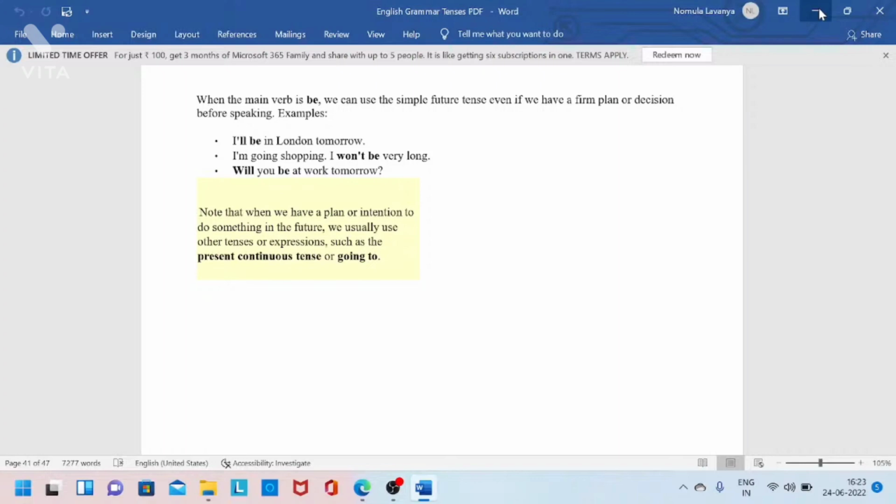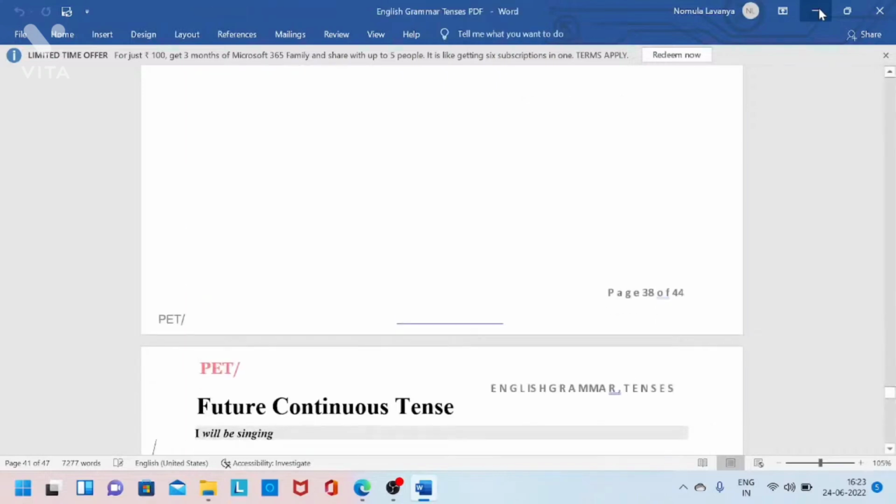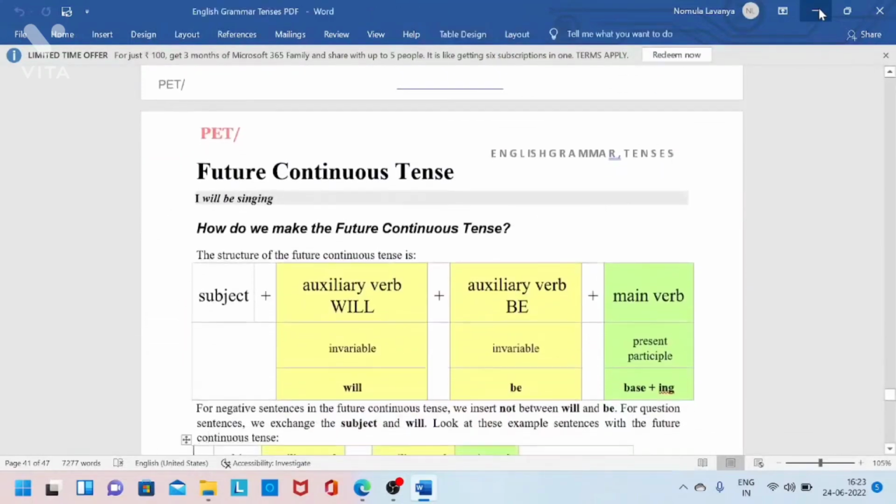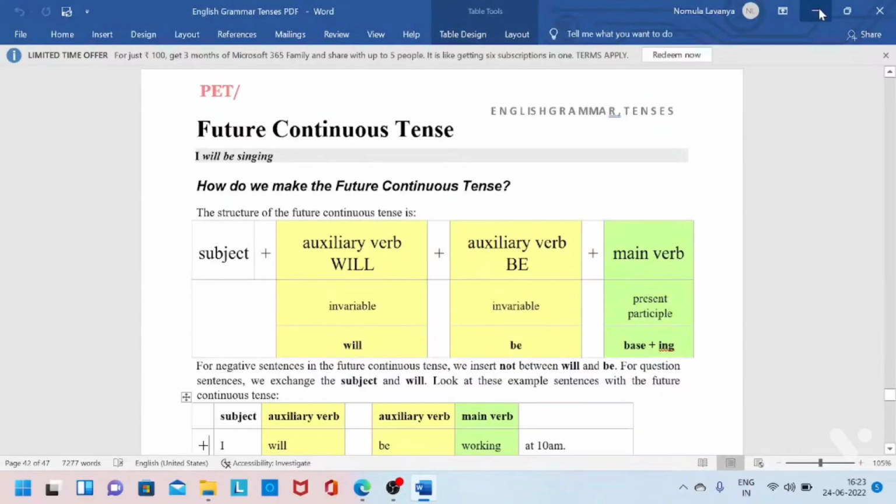So we have a note here that when we have a plan or intention to do something in the future, we usually use other tenses or expressions such as the present continuous tense or going to. So this is what we have about the simple future tense. And now the future continuous tense, like I will be singing.